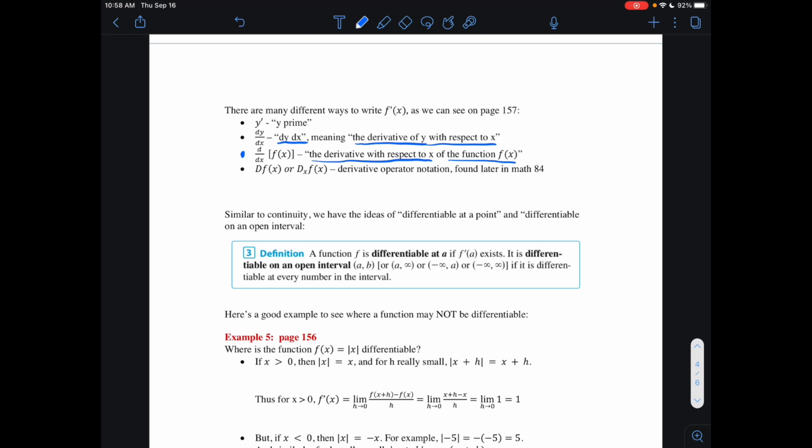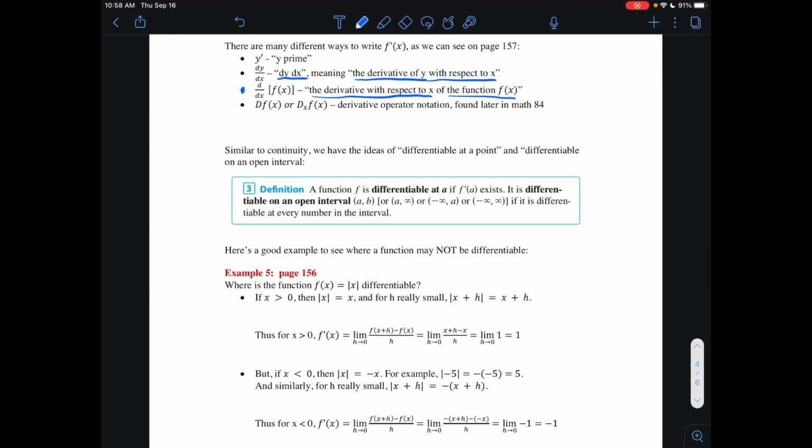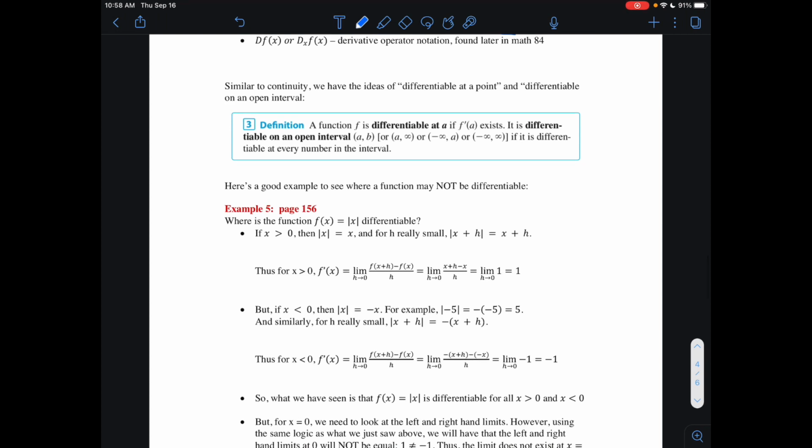So next, similar to continuity, we have the ideas of differentiable at a point and differentiable on an open interval. So this definition says a function f is differentiable at a, meaning you can take the derivative of it at a value a, if f prime of a exists, which means that limit that's part of the definition exists. It is differentiable on an open interval a to b, or a to infinity, or negative infinity to a, or negative infinity to infinity, if it is differentiable at every number in the interval.